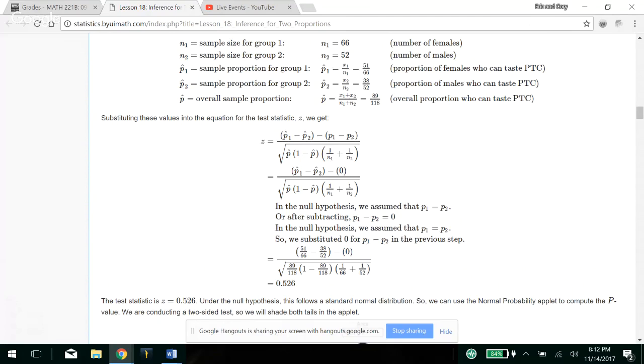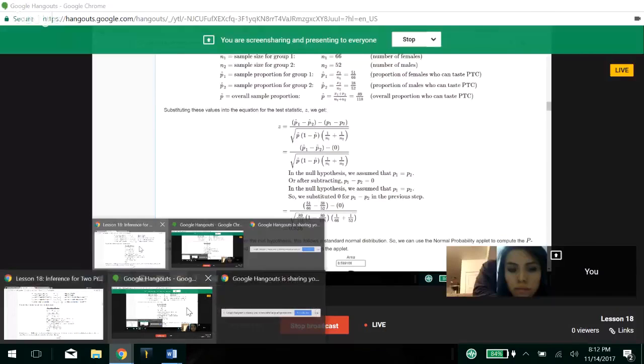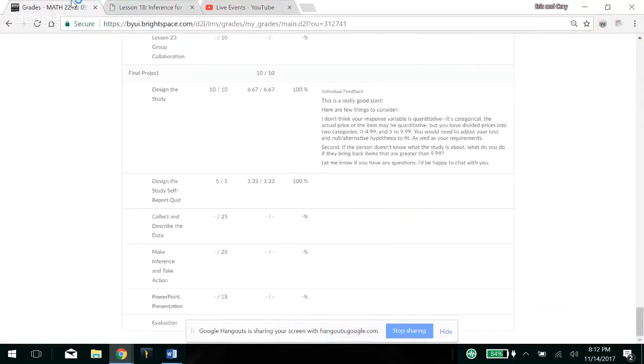Okay, I see that. Oh, this is a tangent, but I just looked at his feedback, and you guys can see it right here. It says, this is a good start. Here are a few things to consider. I don't think your response variable is quantitative. I think it's categorical. The actual price of the item may be quantitative, but you have divided prices into two categories. Okay, that makes sense. So it's either one or two. It's not any of those other things. Yeah, it makes total sense.